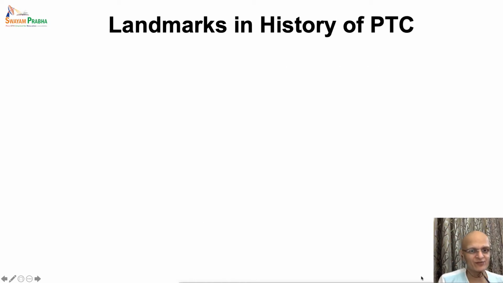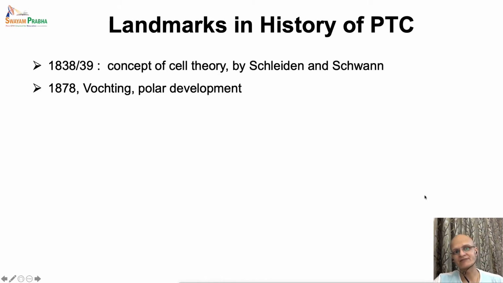Now, let's have a brief look at the landmark developments in the history of plant tissue culture. In the middle of the 19th century, we saw the development of the concept of the cell theory, which was given by Schleiden and Schwann independently in 1838 or 39, where they looked at cells, the microscopic structures, and they postulated that cell is a unit of structure and function in an organism.